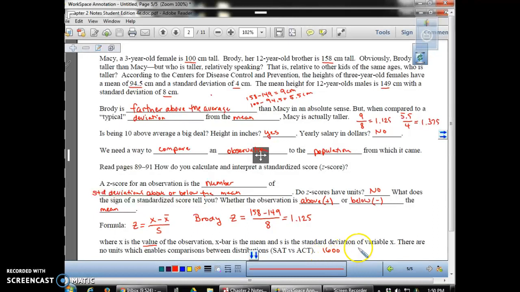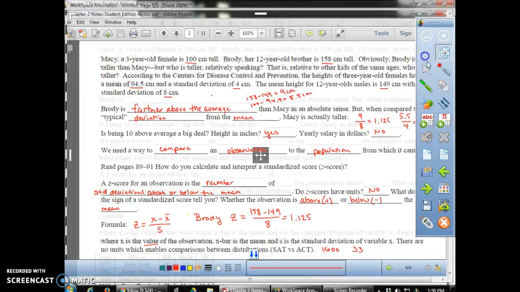So you could actually compare, say, for example, maybe a 33 is equivalent to a 1600 out of 2400. I'm not really sure, so I'm just making that up. But that's a kind of comparison you could do. You would find the z-scores, and you could actually figure out, did I do better on the SAT or did I do better on the ACT, relatively speaking? All right, let's do a couple more examples.